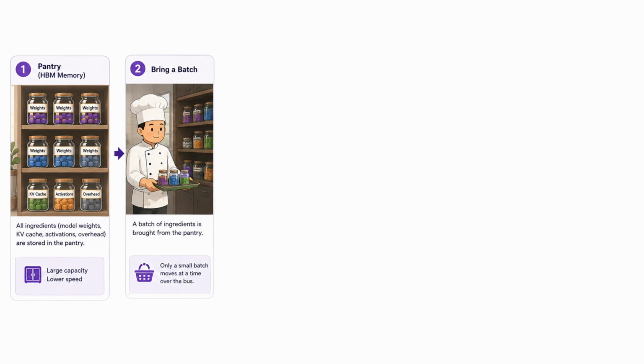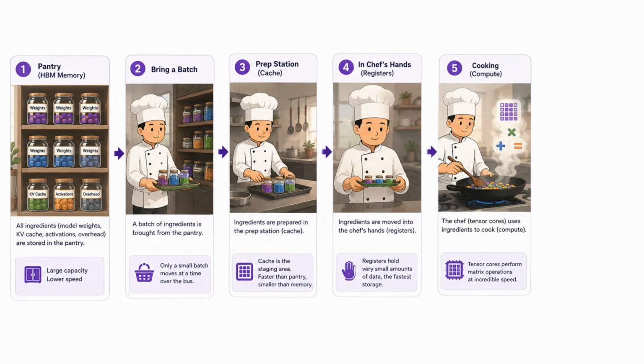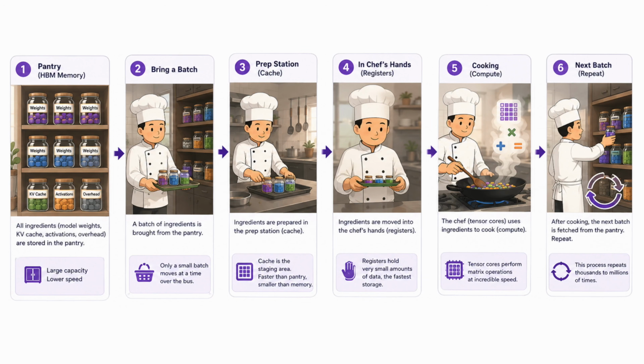Think of it like a kitchen. The GPU cores are chefs. GPU memory is the pantry. The ingredients are not all in the chef's hand at once. They are brought from the pantry, prepared in small batches, used and then replaced by the next batch. If chefs are fast but the ingredients arrive slowly, the kitchen waits. That's exactly what can happen in AI hardware.